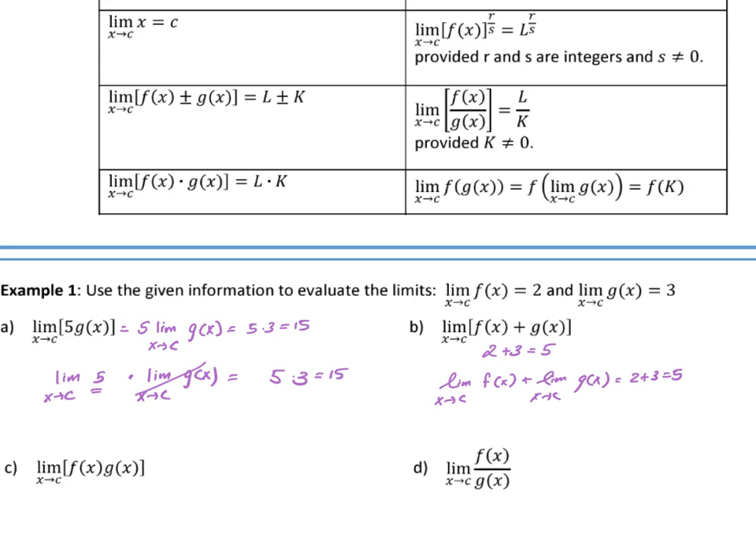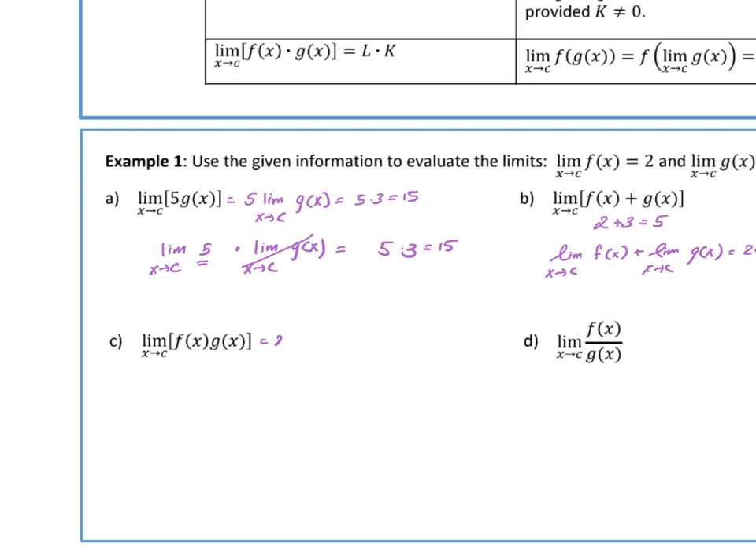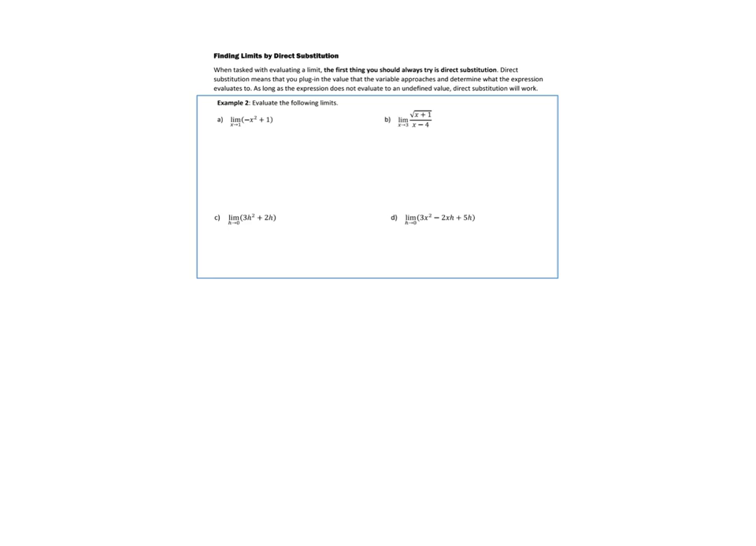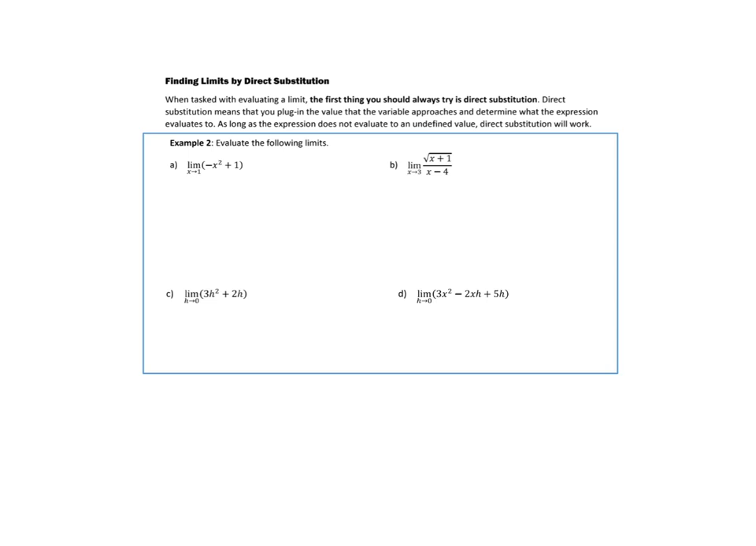But I'm not going to write it out again and again. All right, so this one we're multiplying, so it's going to be 2 times 3, which is 6. And this one we're simply dividing, which is 2 over 3. So common sense prevails here. And then lastly, the bottom line is occasionally it's a very simple limit, and you need to just plug in the value, okay?